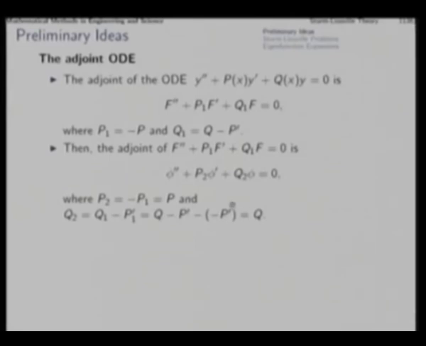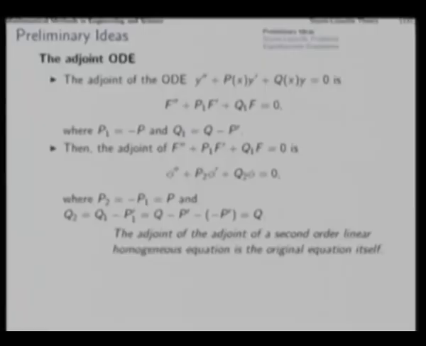Now, you find that these two cancel and you get back q. So, what we have got? We have got that the adjoint of this turns out to be phi double prime plus p phi prime plus q phi, which is exactly the same as this differential equation. In this, the name of the unknown function was y, here the name of the unknown function is phi, but they are the same differential equation. So, what do we establish out of this? We say that the adjoint of a second order linear homogeneous equation is the original equation itself.